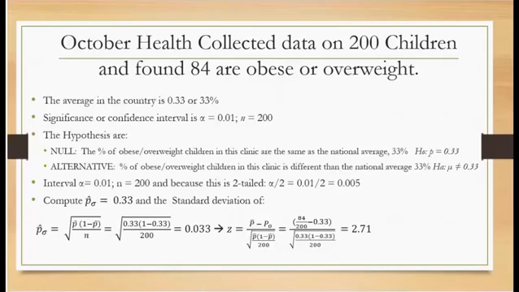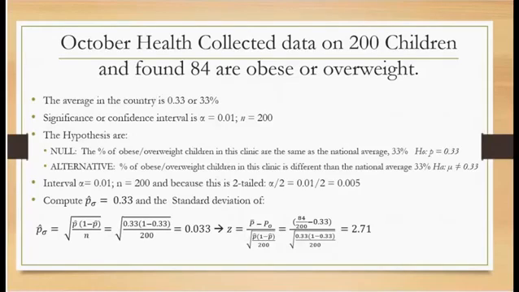And we've got an N of 200. And what we want to know is if our finding at our clinic is any different than what the population is. So in our clinic, we found that we had 84 kids that were obese out of our 200, or 42% of our population in our clinic are obese.